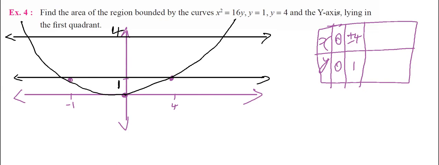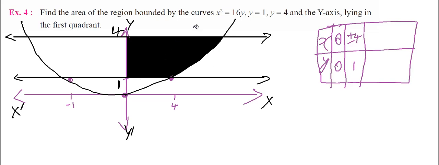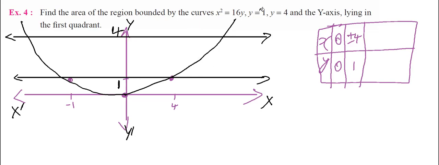This is my y-axis, and x and x dash lie in the first quadrant. So which area do I need to find? I need to find the area which is in the first quadrant only, between y is equal to 4 and y is equal to 1, and the y-axis and this particular curve. So this is that area.